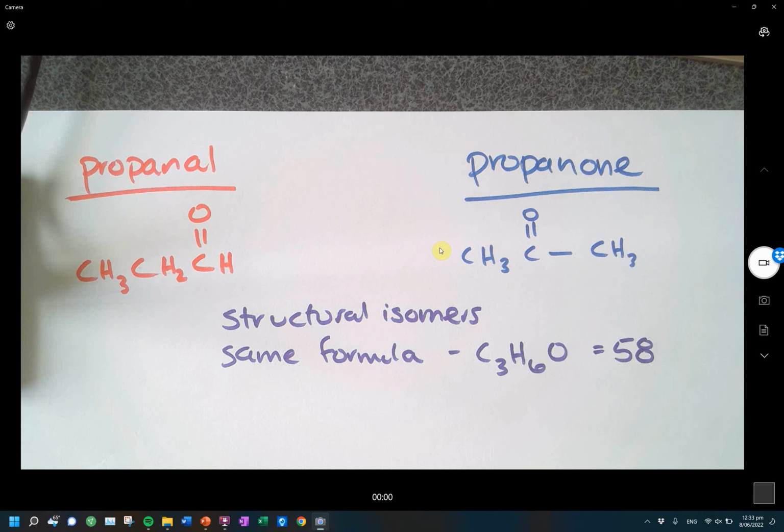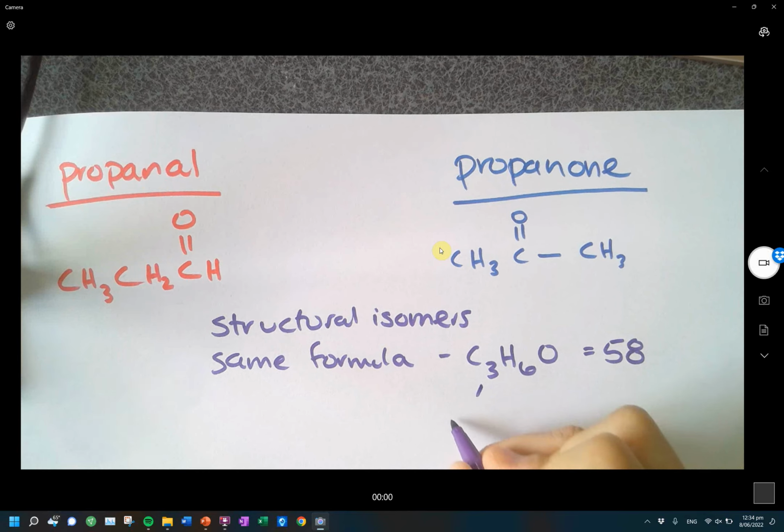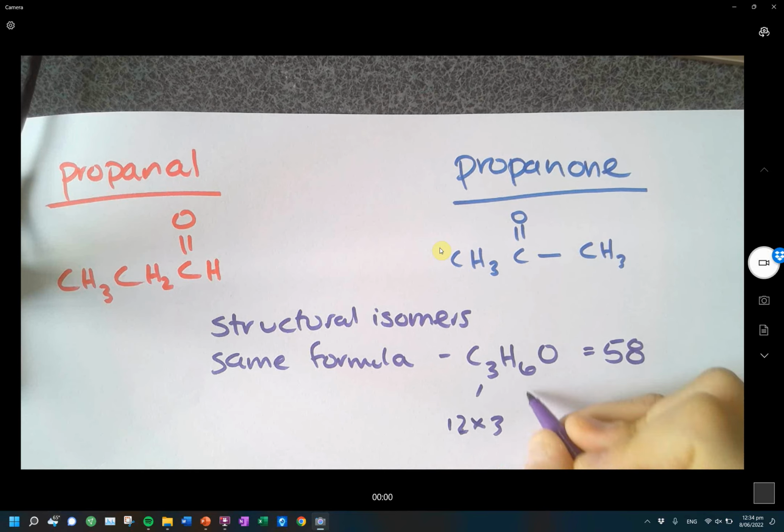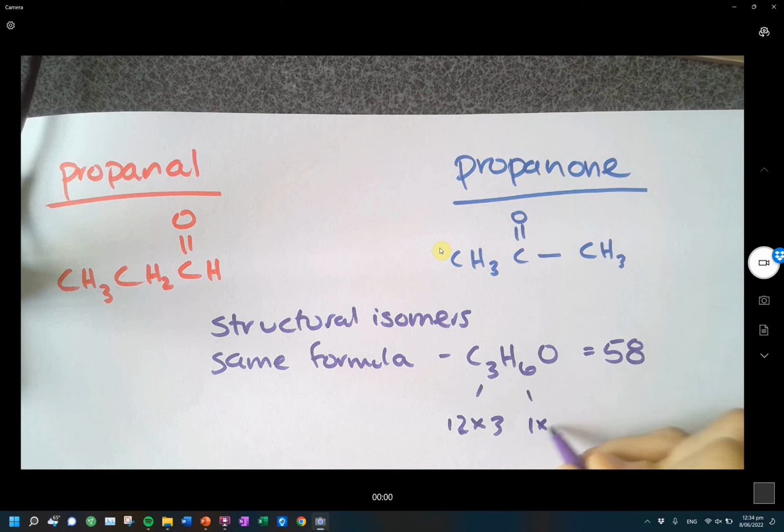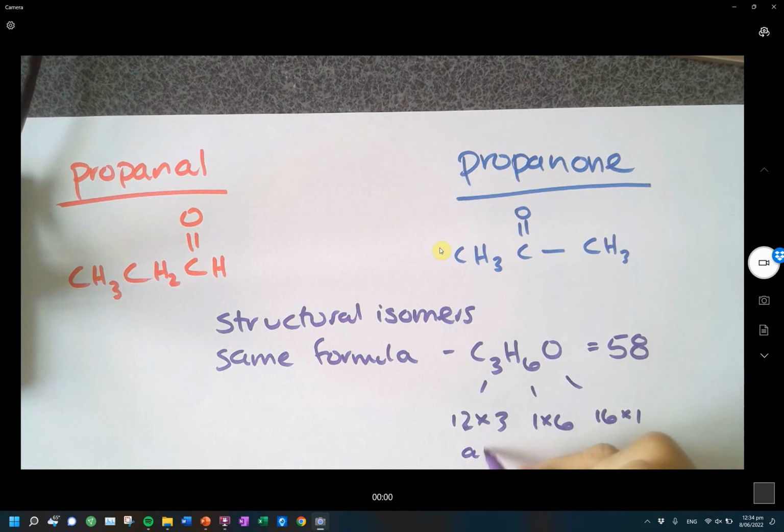So that's, again, something that's going to be similar about these 2 molecules. The reason why I point out the mass is because we're going to use that in the mass spec, which is our last spectra. Yeah, so I did 12 times 3, 1 times 6, and then 16 times 1. So that is the atomic mass of the atoms, is how I got those numbers. Cool?